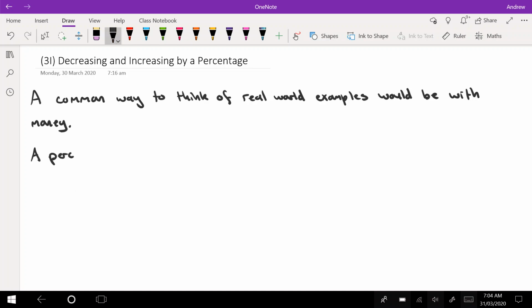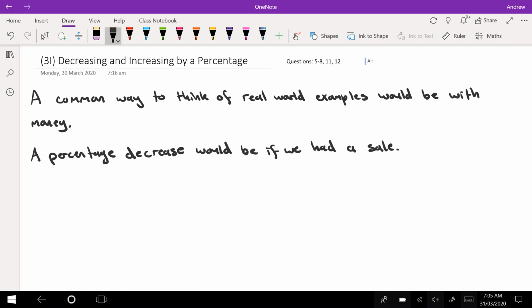A percentage decrease would be if we had a sale. All of our favorite things in the world are all sales, so if we had a decrease of 50% off. That's a pretty good deal. And it will mean that it's half of the entire price, okay? So if it's 50% off, then we get half off for it, okay?